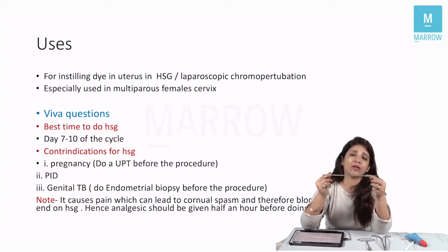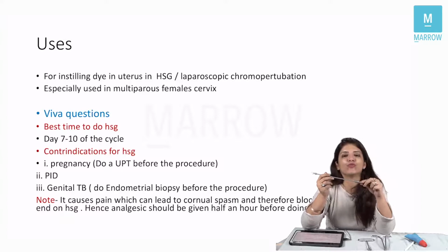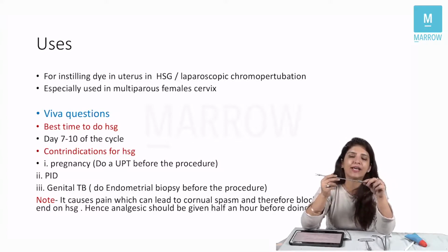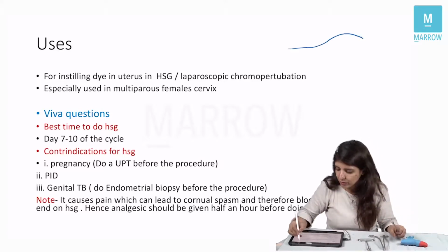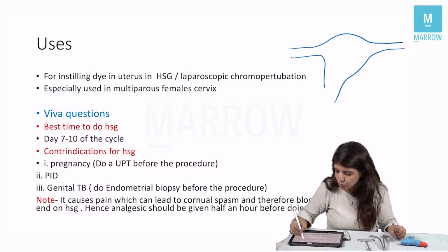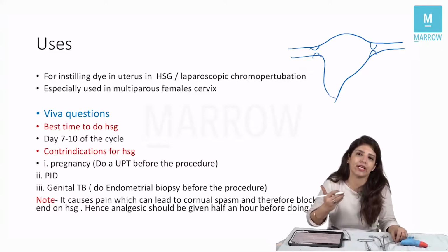Now, HSG is a painful procedure, so half an hour before the procedure, you should give analgesics to the patient. If you do not give analgesics, due to pain the cornual end of the tube undergoes spasm. Because the cornual ends of the tubes undergo spasm, the dye is unable to pass ahead, and that is going to lead to bilateral cornual block on an HSG.